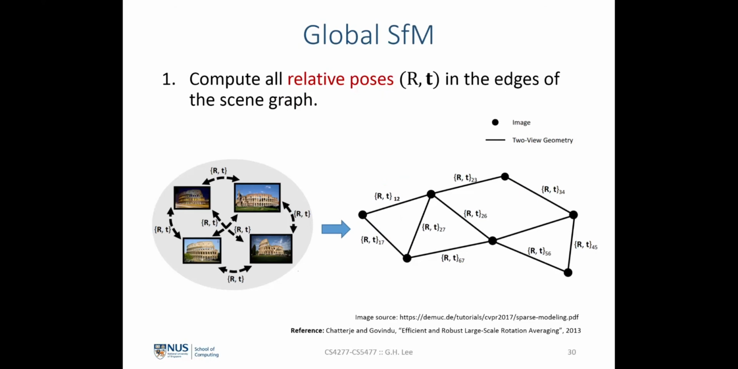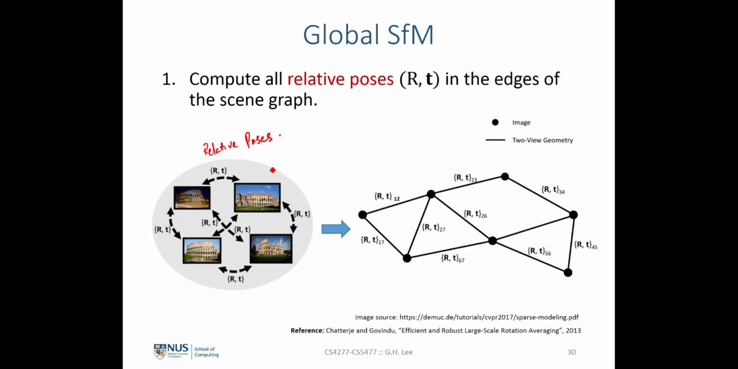The second paradigm of structure from motion would be the global structure from motion. And what this means is that in the first step here, we still make use of the scene graph, but the problem can be posed in this way. For every edge in the scene graph, we will compute the relative pose, which is represented by R and T. So these are all the relative poses between every pair of images that is linked by the scene graph edges.